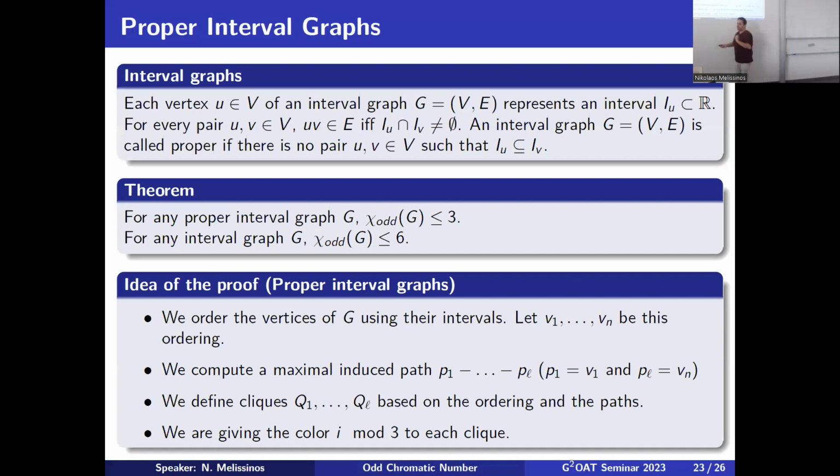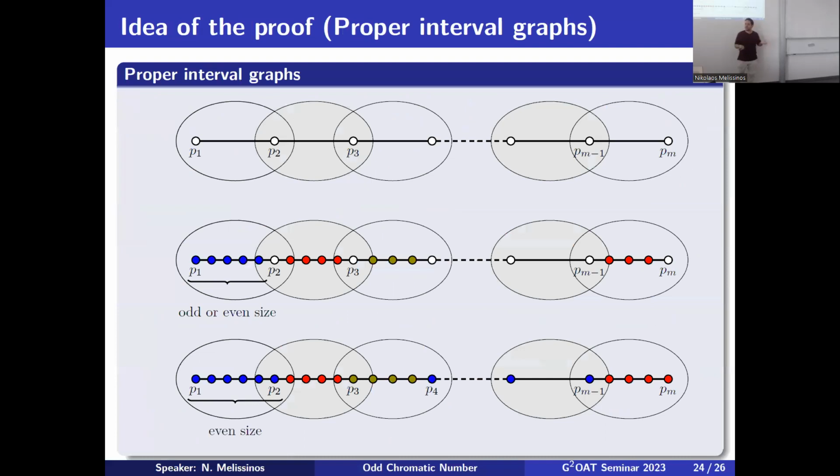For those that are a bit familiar with proper interval graphs, the image is something like this. The path that we're creating has one vertex from the first clique, then the second vertex in the intersection between the first and the second clique, the third vertex in the intersection between the second and the third, etc. Then the vertices that are not in the path can be colored in the way I was explaining before. So we're using three colors here. The first color, the second color, the third color, and then we are going to start repeating colors.